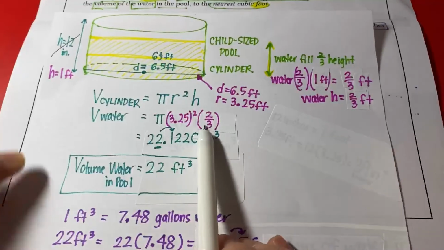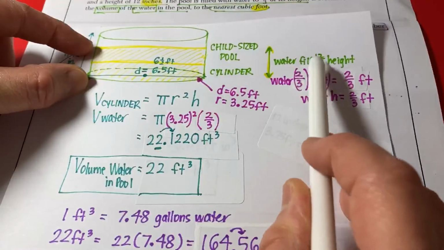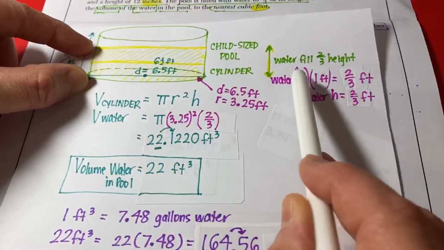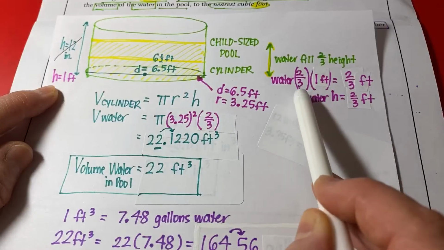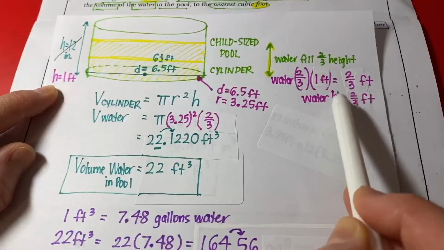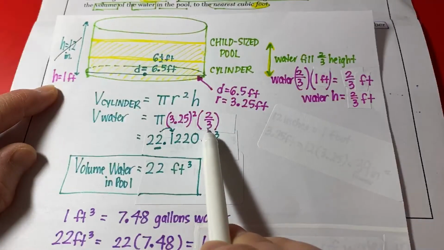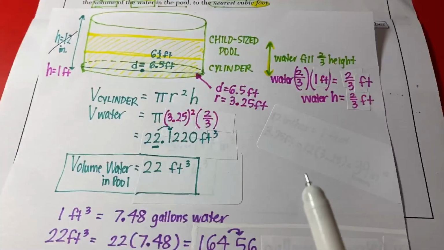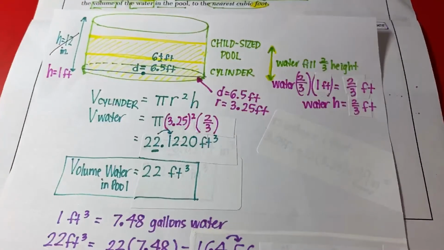And now be careful. We want the height of the yellow part, but they said the water is filled 2/3 of its height. Well, 2/3, I'm going to keep it in a fraction in parentheses. Now, what was the height? The height was 1 foot. But anything times 1 is itself, so I'm just going to rewrite that the water's height is 2/3 feet. Now, if you noticed here, I left it as a fraction because if I put 2/3 in the calculator, it's a repeating decimal. It gets messy. So anytime you see a fraction, put it in parentheses.